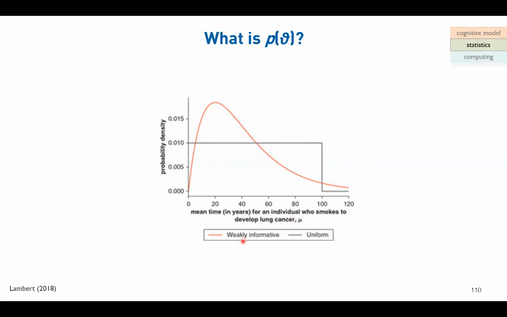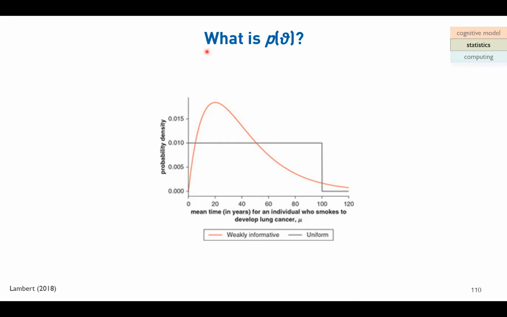And what does it mean to be weakly informative? Assume that we know the peak is always here, let's say 20. What we can do is change the width to reflect the uncertainty of the distribution. If the peak is here, we can have a quite wide curve, very wide. Then the variance is high. Or we can have a more precise curve.